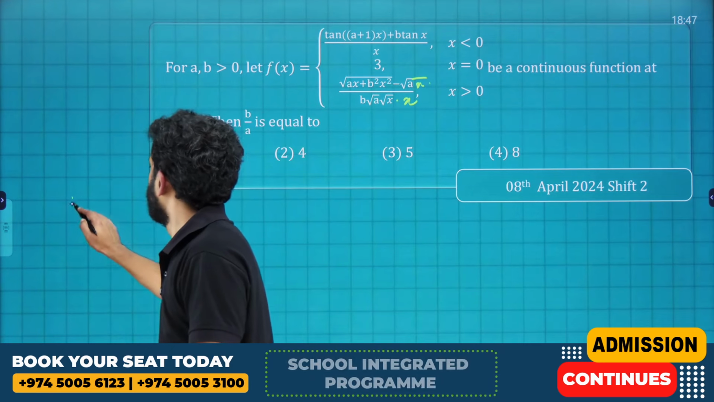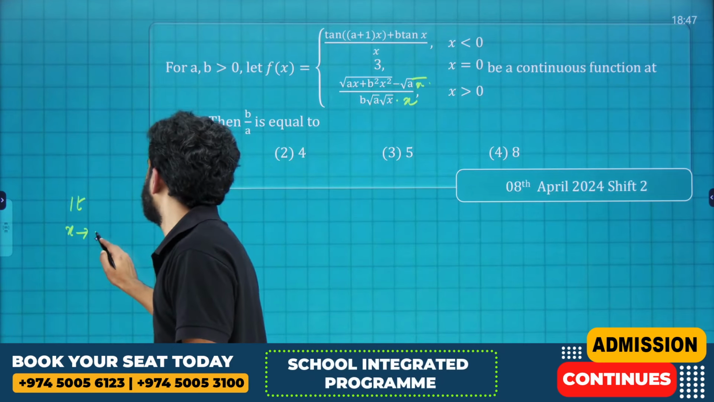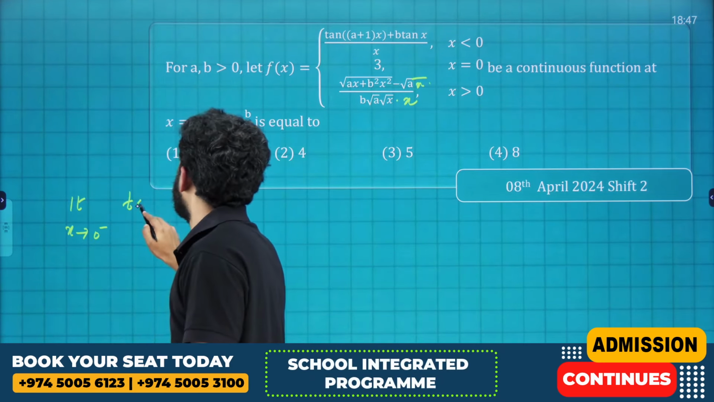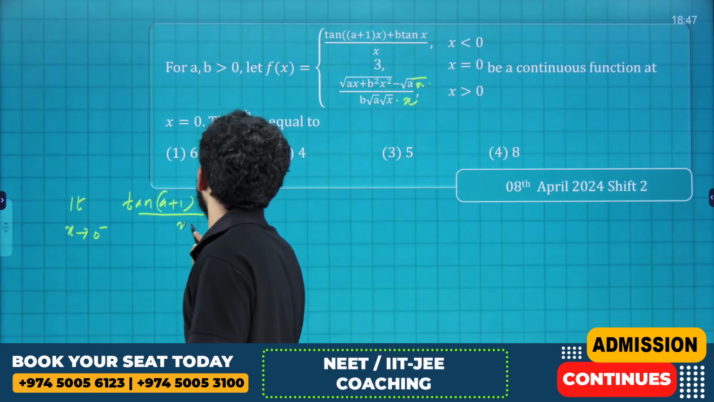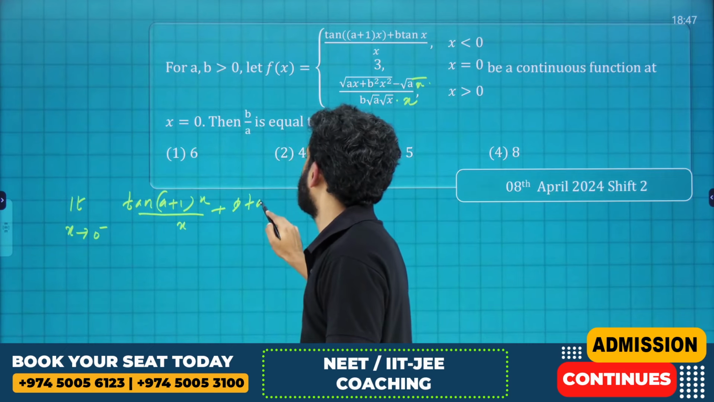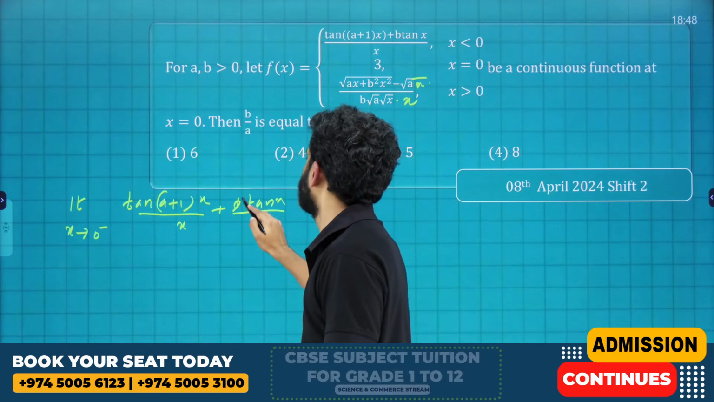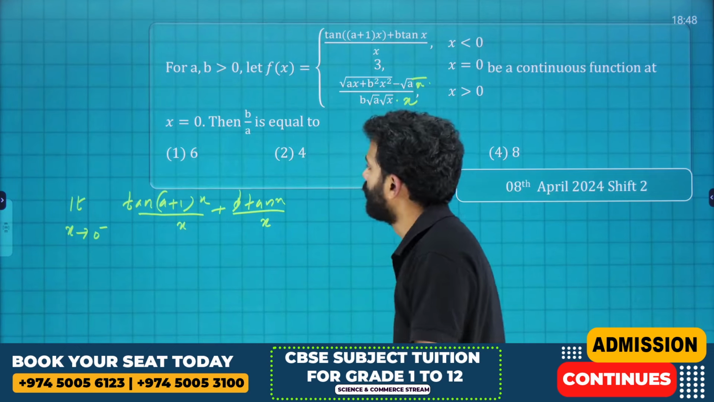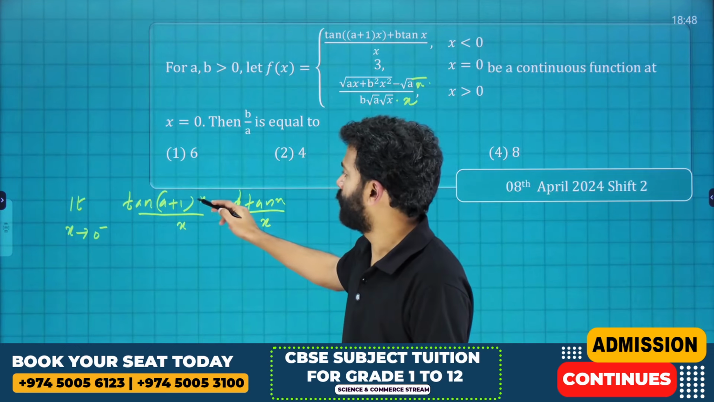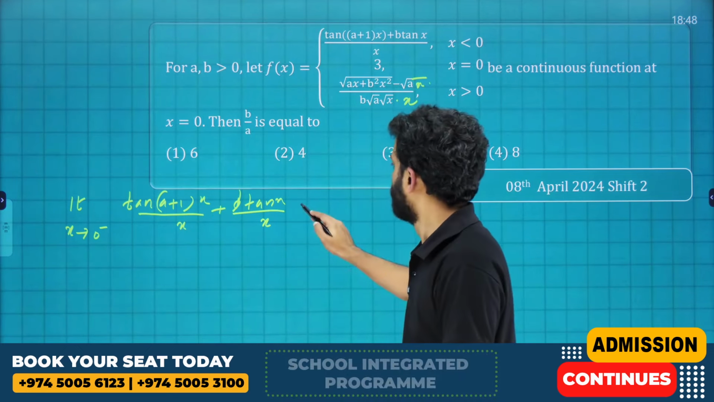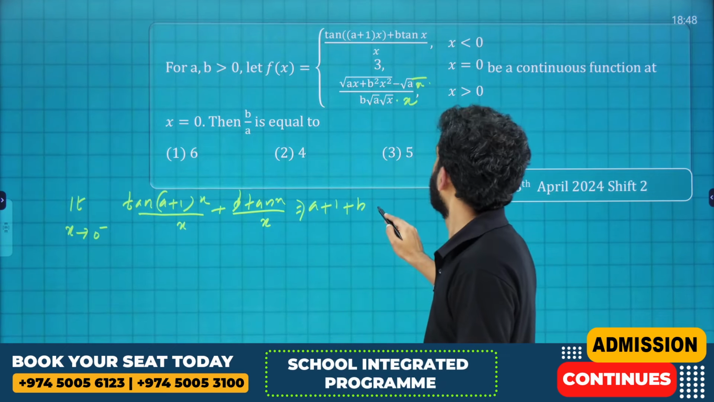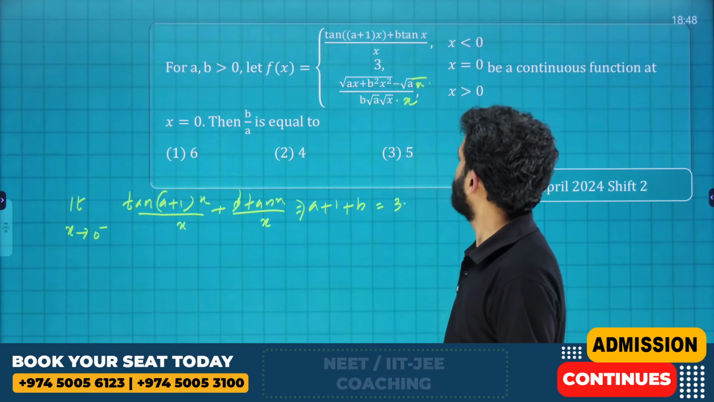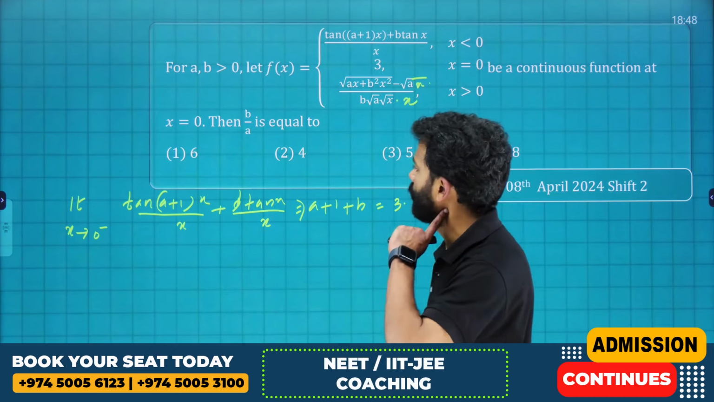Therefore, it will be limit x tends to 0 minus of tan of (a plus 1) into x by x plus b into tan x by x. That is what the left hand limit is. And what is the value of tan (a plus 1)x by x? That is a plus 1, which is a plus 1 plus b, and that is equal to 3. Therefore, a plus b is equal to 2. Therefore, one equation is over.